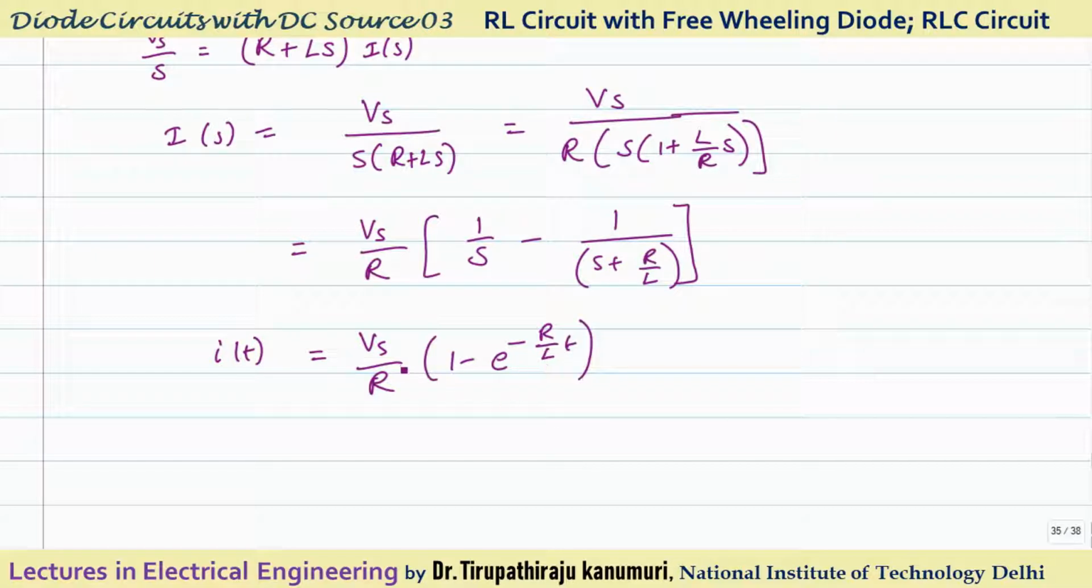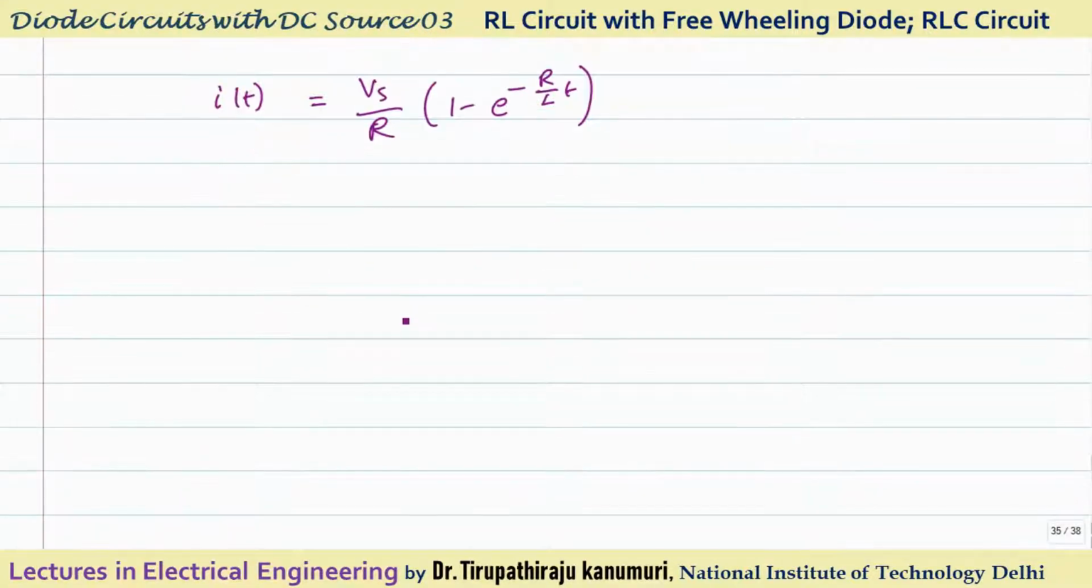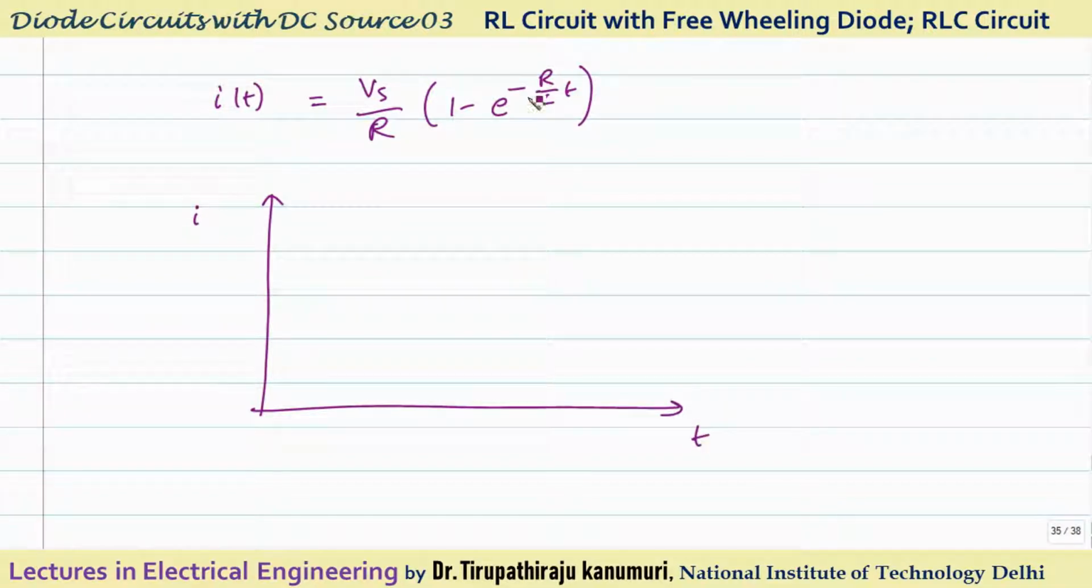Up to here the derivation we have already done before, for the case of the RL circuit in our previous class, right? So if you plot the curve of the current, it will come like this. So this is my value of I. Initially at time t is equal to 0, e to the power of 0 will be equal to 1. So it starts from 0 and gradually goes on rising to a steady state value. So what will be the value under steady state?